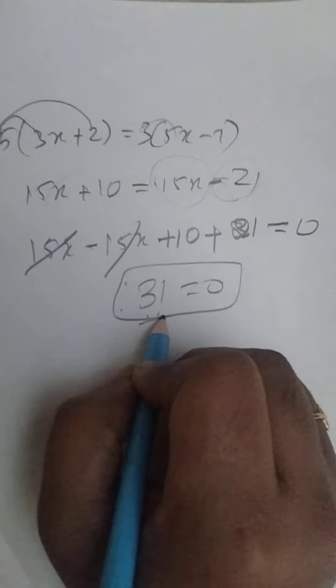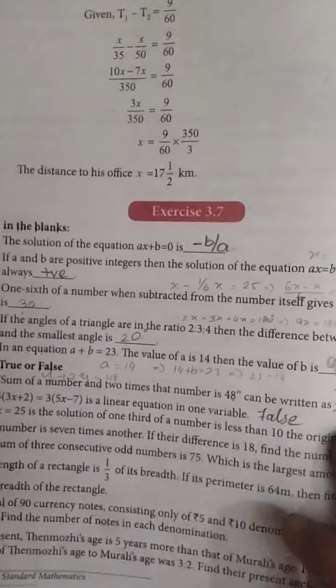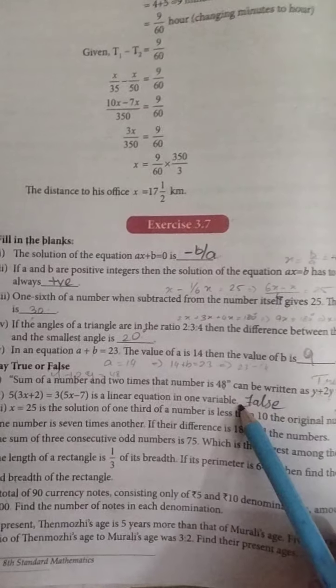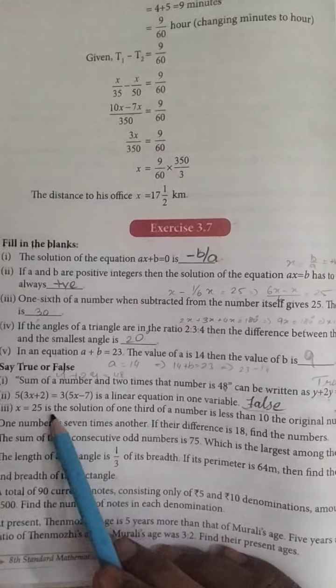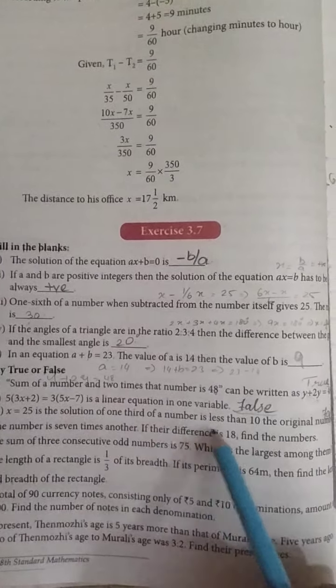Is it a linear equation? No, it is not a linear equation. An equation with one variable is known as a linear equation. Clear? So the statement will be false. x is equal to 25 is the solution of 1/3 of the number is less than 10, the original number. So it will be false.